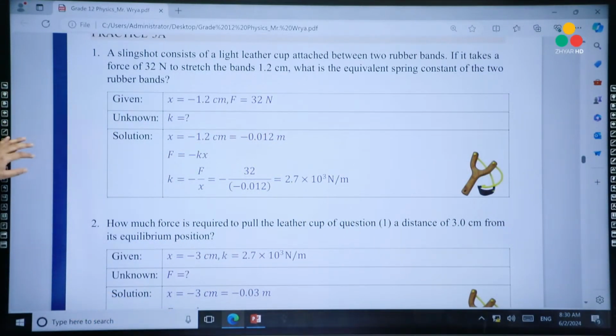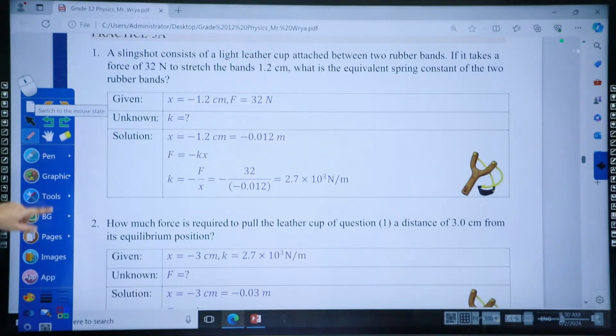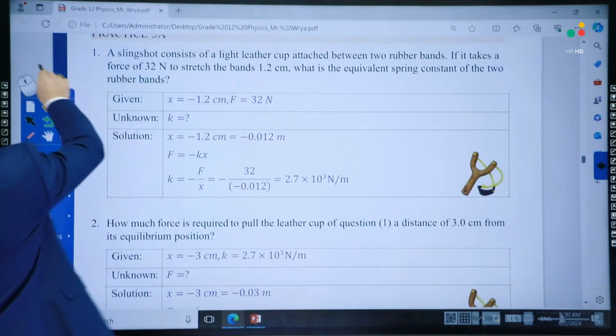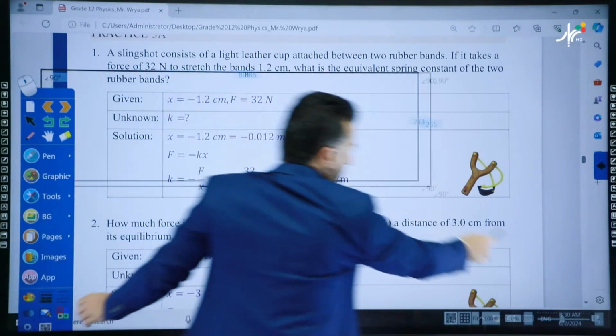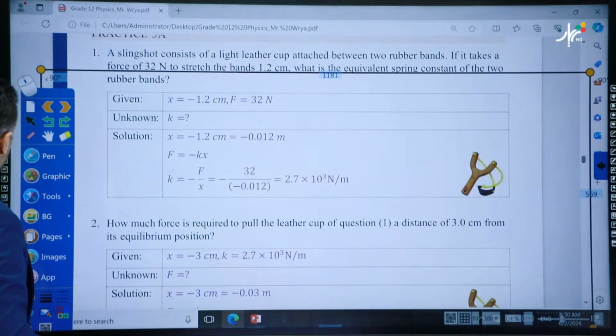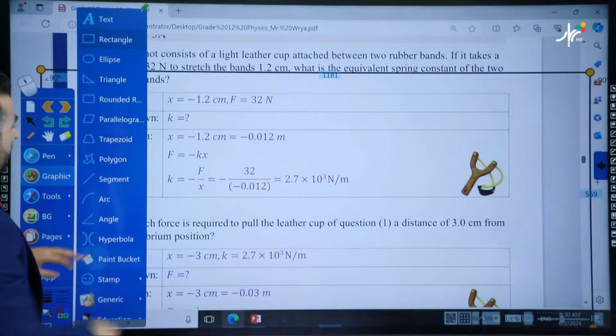Okay, so once again, remember, in order to do this, we'll consider x, okay, always to be negative. This will do the job, okay?